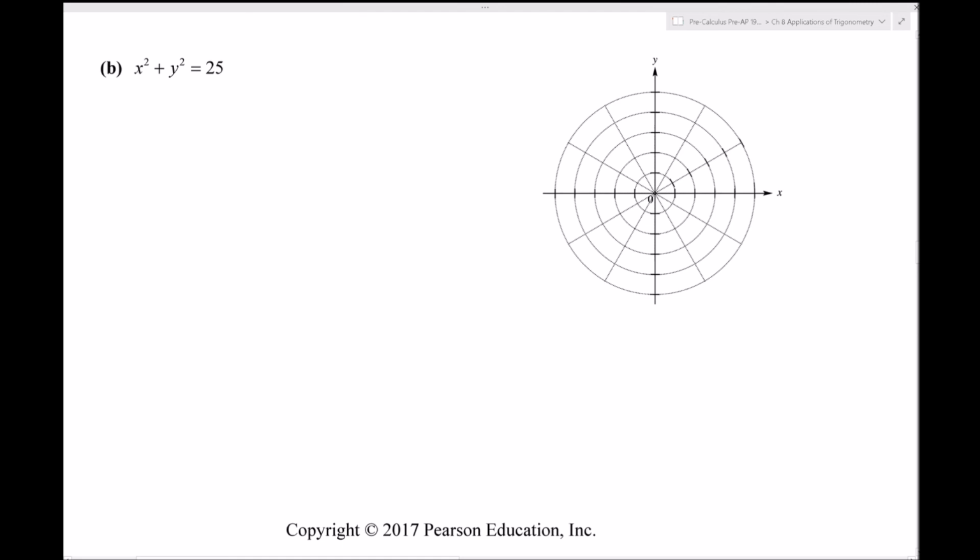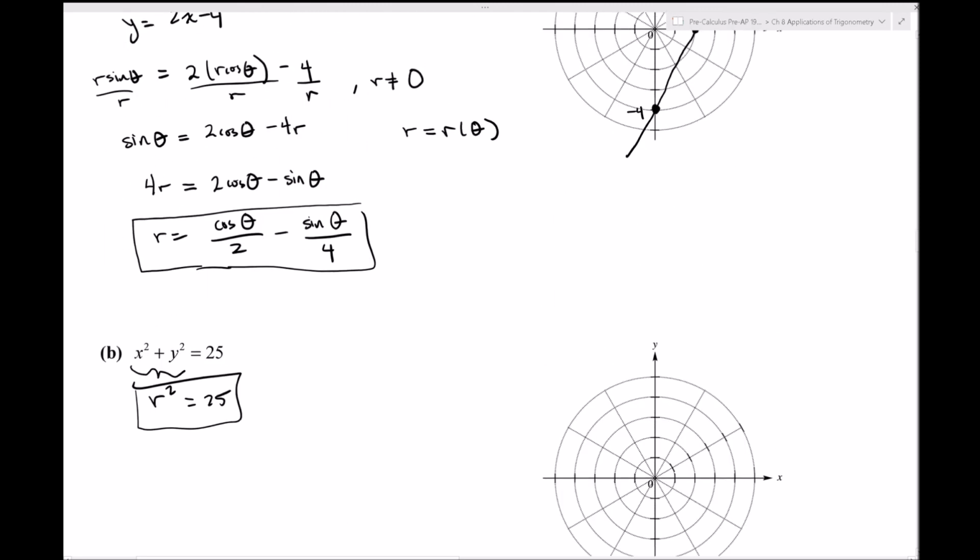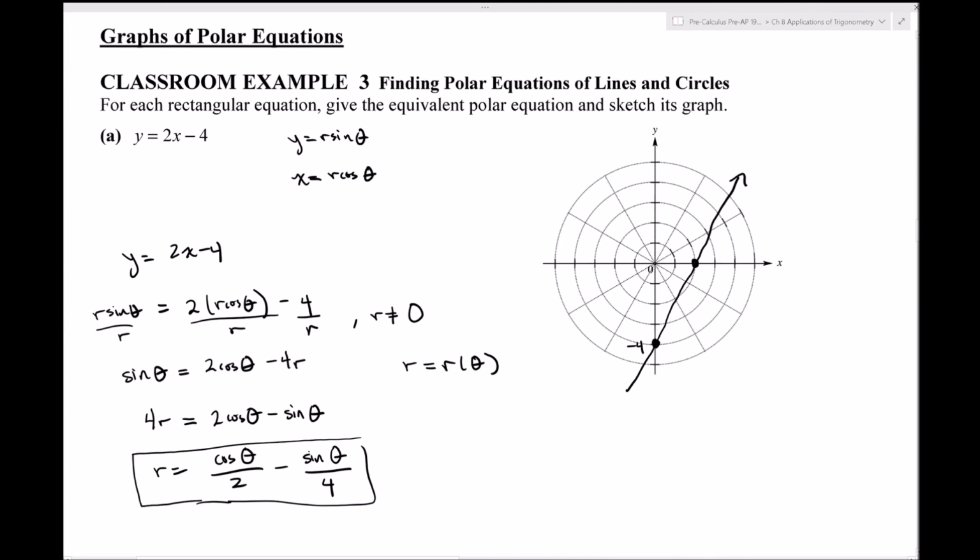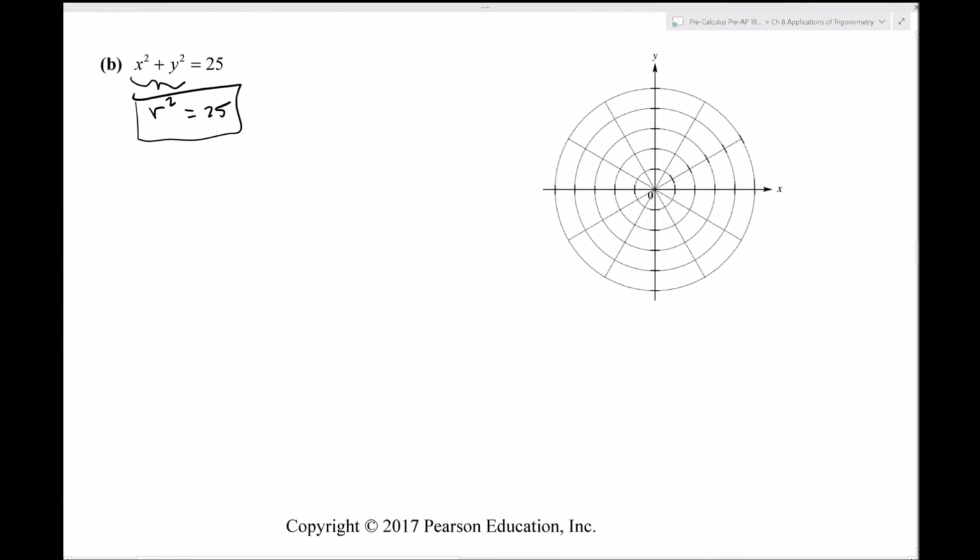So here's what I mean by that. Change this to polar. x squared plus y squared is r squared. That's a freebie. Equals 25. And that's the polar form. That's what they want: for each rectangular equation, give the equivalent polar equation. Because x squared plus y squared is equal to r squared, so r squared is equal to 25. Actually, that's not it. Take the square root. r is equal to 5 is the other way to write that. So r equals 5.